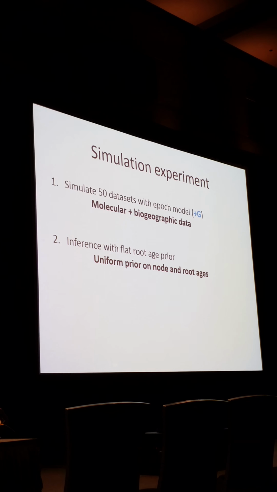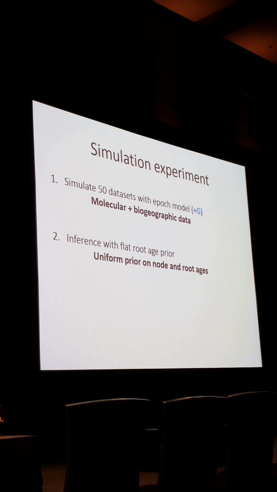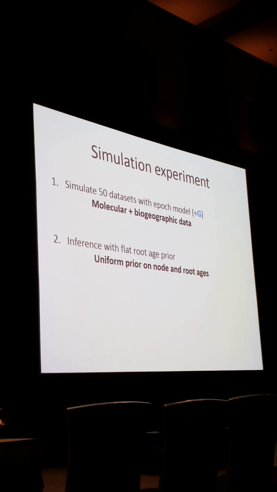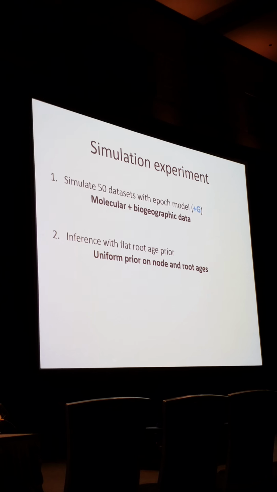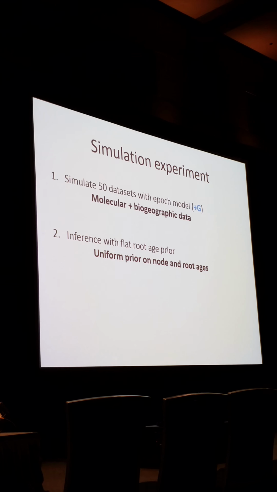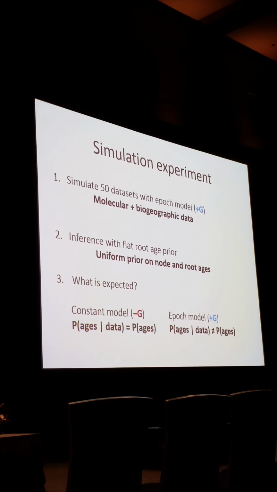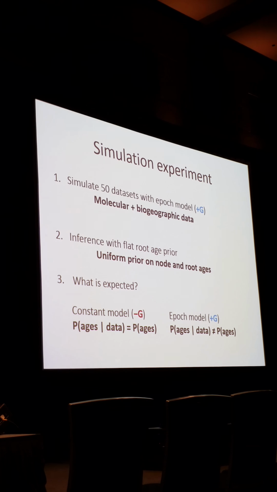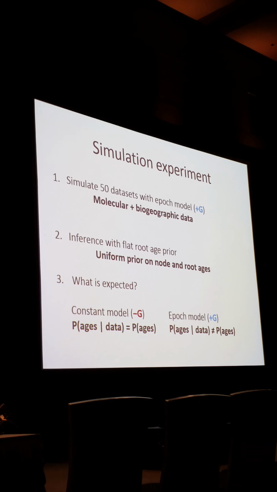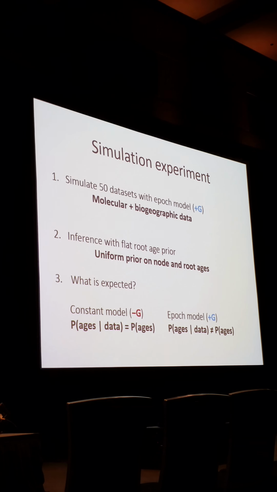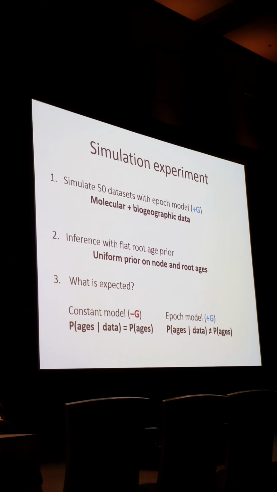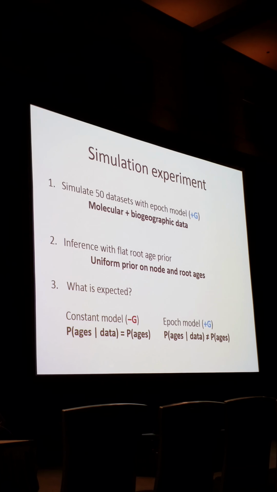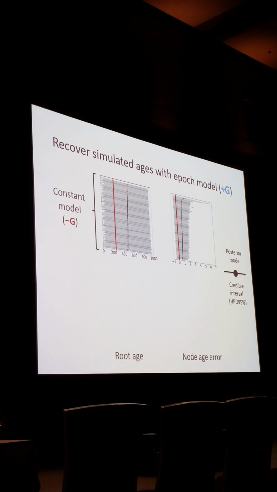For the simulation experiment, I simulated 50 data sets under the assumption that geography is important. Then I constructed the model so the prior distribution on the root age is flat. This means that if I ignore geography when I'm performing the inference, I expect my posterior distribution to look like the prior distribution on the root age, because there's no information in these constant rate models. Now, if I condition on geography, I expect the posterior and prior distributions to differ. So here's how the simulations look.